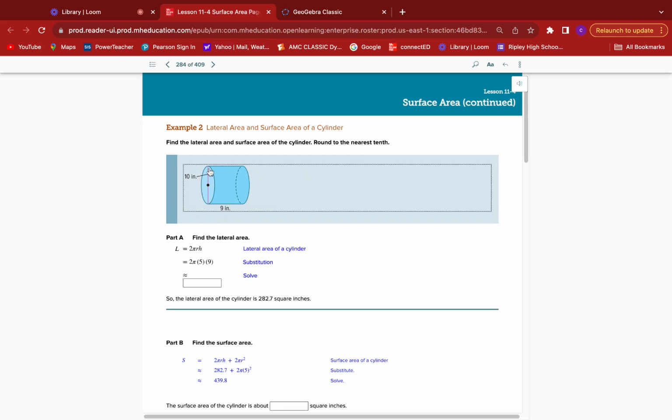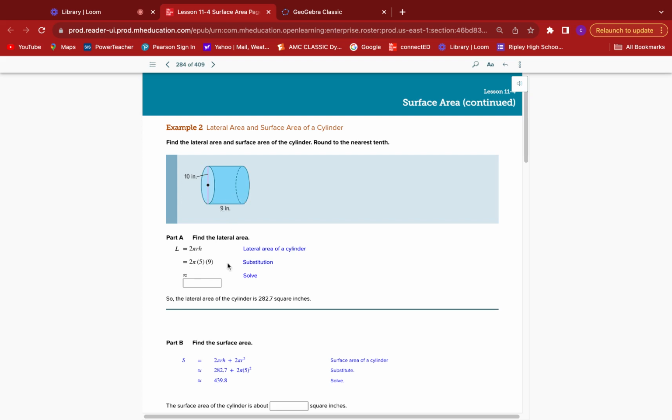Now, students and teachers who are brand new, make sure your students know that when the line goes all the way through, this is a diameter, and it makes it a trick question. You've got to take that 10 and divide by 2 to get your radius. The reason I say that is because the formula for lateral area is 2 times pi times the radius times the height of the cylinder. So we need to have the radius, not the diameter. So 10 divided by 2 is 5. That 5 replaces the r. The 9 is the height, and again, it's the length from one base to the other base.